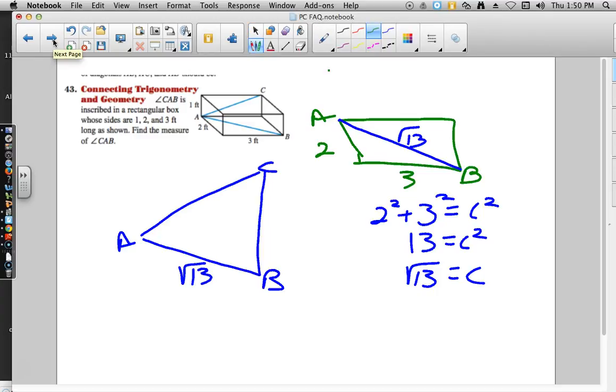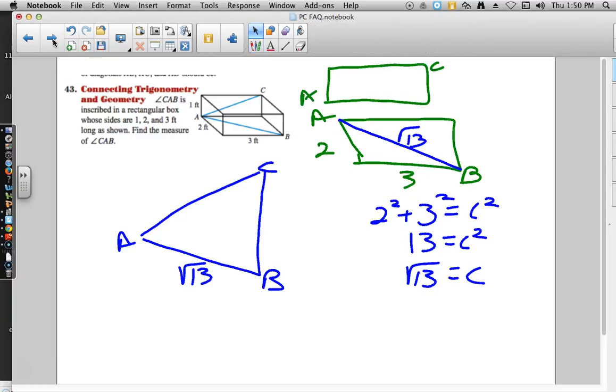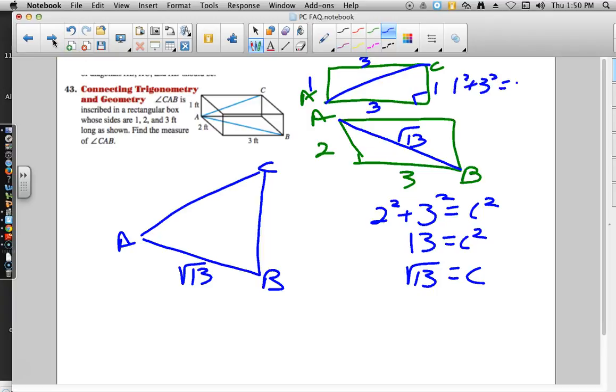So now I go to the back panel with A and C, and I need this distance. So I take a look at the numbers and I see this is 1 foot and this is 3 feet. So I can go ahead and use the Pythagorean theorem again. 1 squared plus 3 squared equals c squared. That's going to be 10 for c squared, so the square root of 10 equals c. So for AC back here, I have the square root of 10.